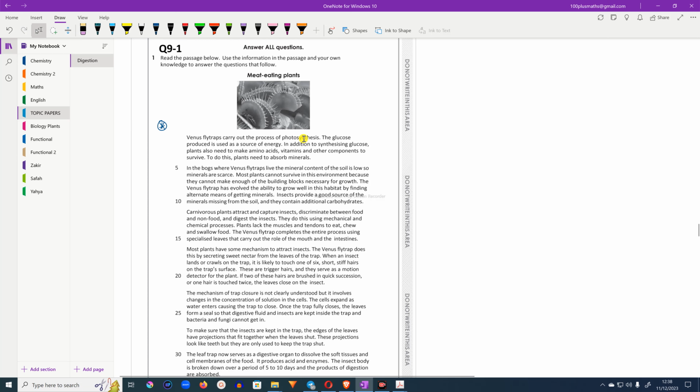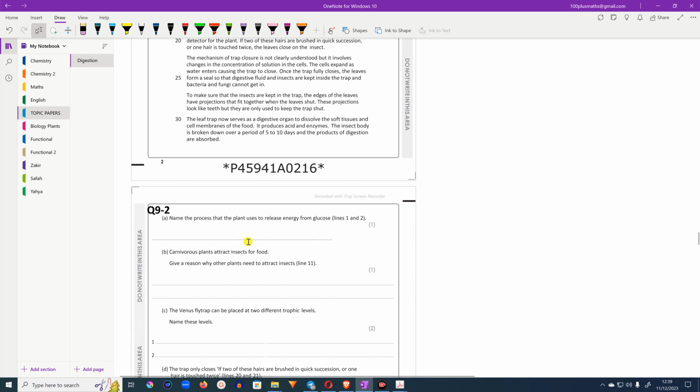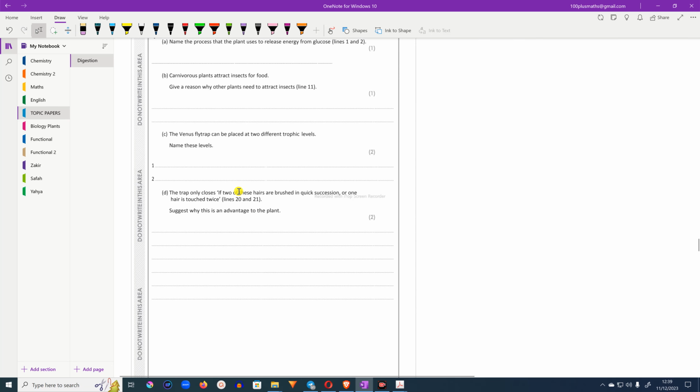Venus flytraps carry out a process of photosynthesis, and miraculously, I'll go to the end. The leaf trap now serves as a digestive organ to dissolve the soft tissues and cell membranes of the food. It produces acid and enzymes. The insect body is broken down over a period of 5 to 10 days, and the products of the digestion are absorbed. Right. You have to read that, or sometimes it's good to read that, but I've seen that you don't really need to. Just follow this. Right, so let's have a look.